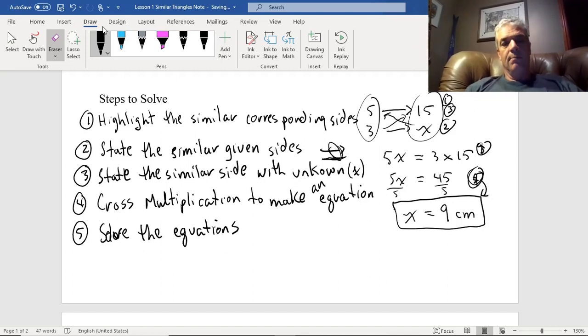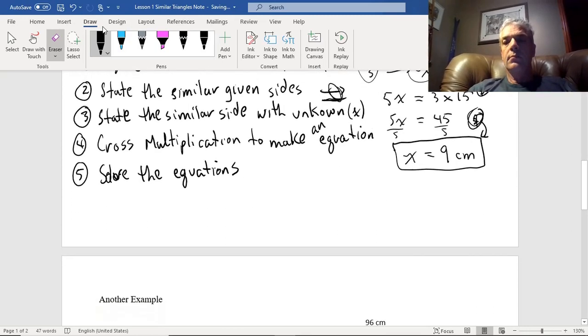And then usually putting a box around it, somehow highlighting it. I don't generally require a therefore statement here. I just require you to do this. So let's do one more example and go through it.